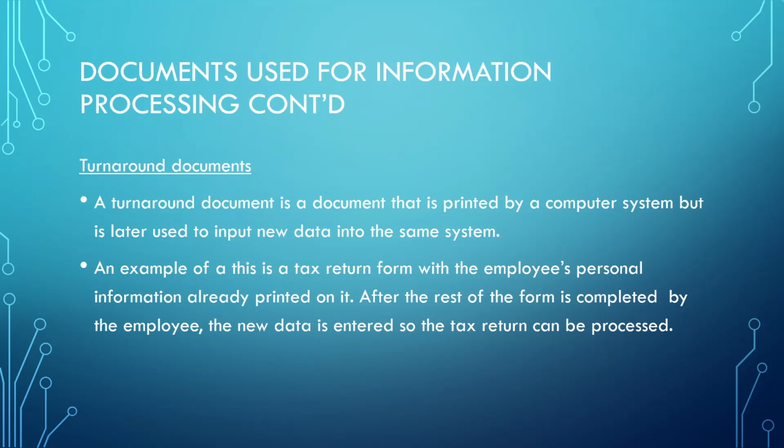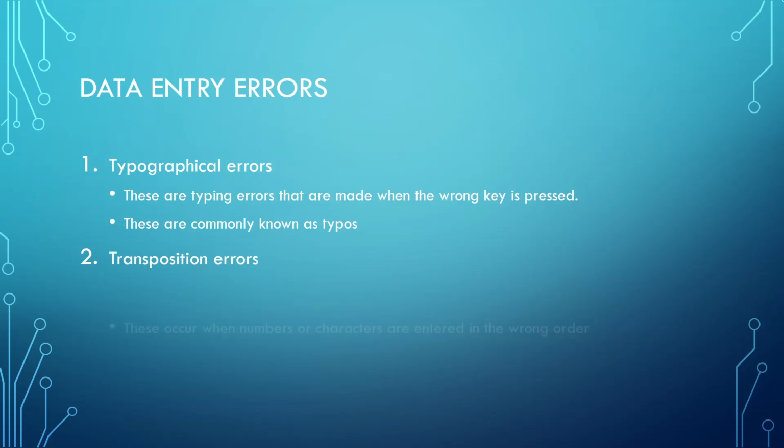Alrighty. So then we can move on to data entry errors. First, we have typographical errors. These are typing errors that are made when the wrong key is pressed on a keyboard. So they're more commonly known as typos. Then we have transposition errors. These occur when numbers and characters are entered in the wrong order. So for example, if you meant to enter 2345, but instead you enter 2354. Okay?